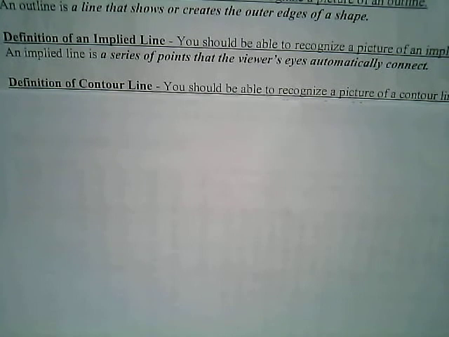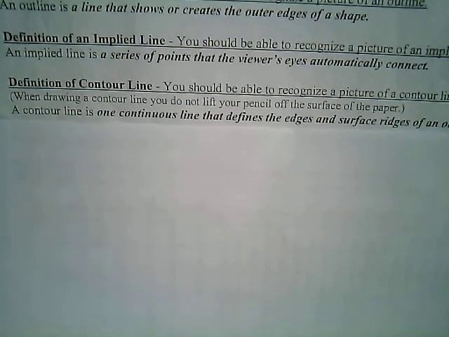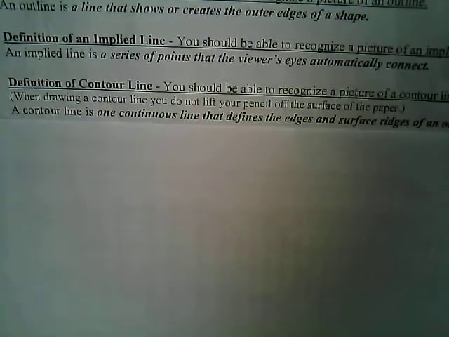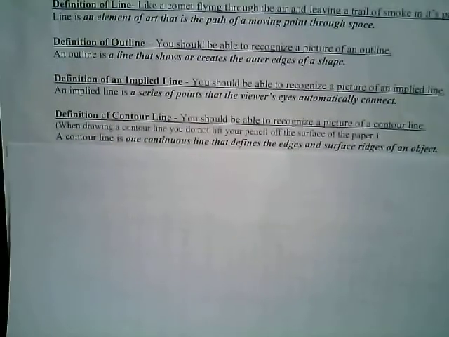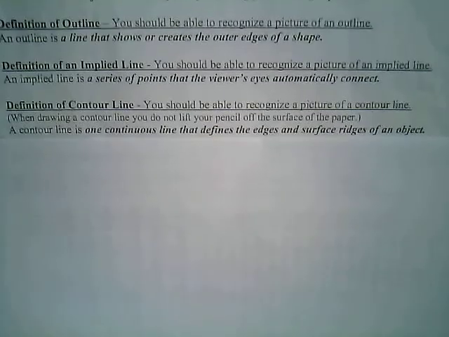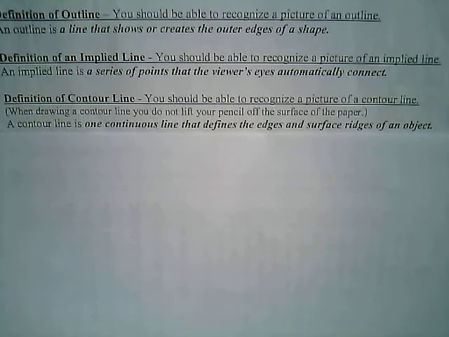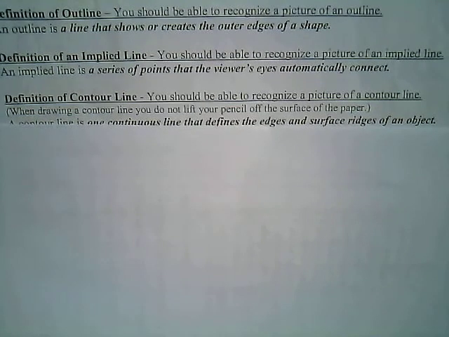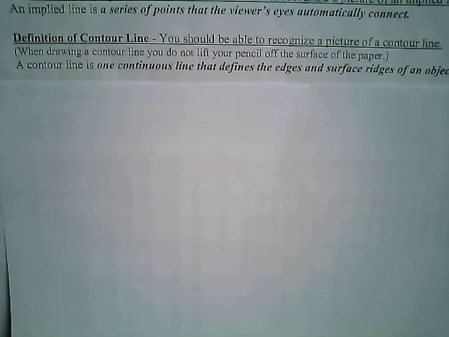Now a contour line is very similar to an outline. Here's a definition. A contour line is one continuous line that defines the edges and surface ridges of an object. Continuous, C-O-N-T-I-N-U-O-U-S. Continuous line that defines the edges and surface ridges of an object.